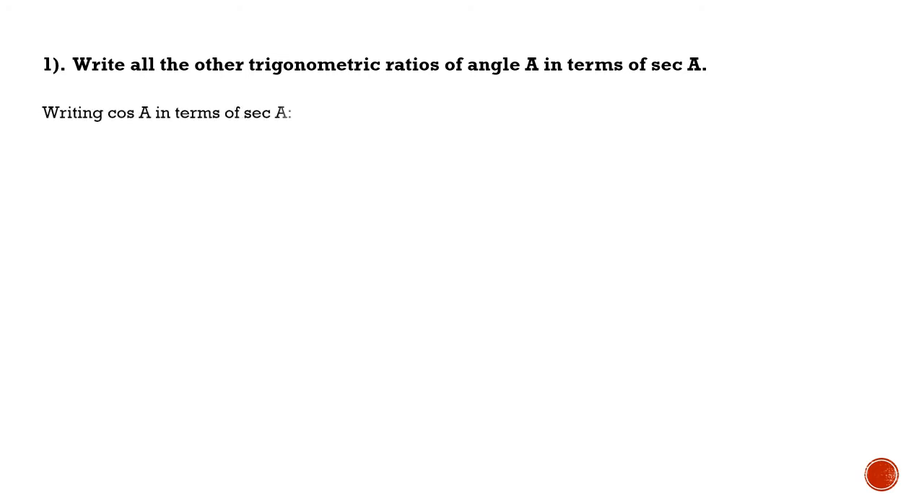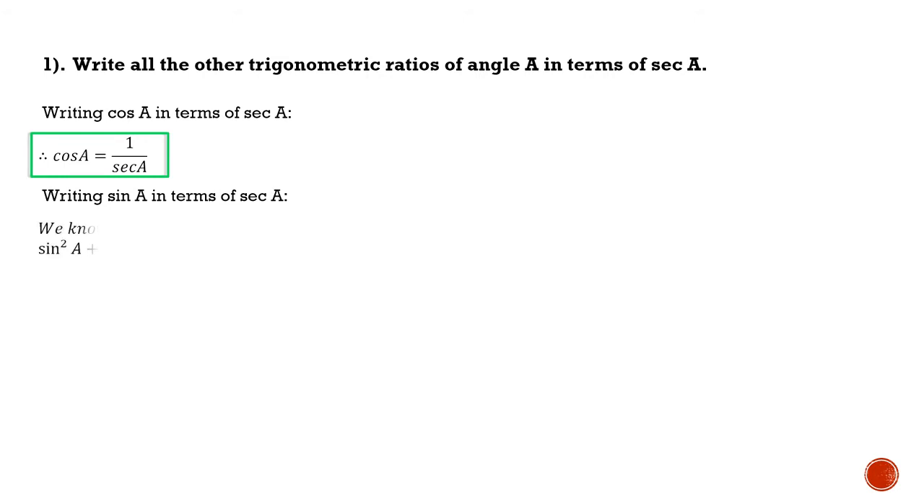Let us begin with the first one, that is the cos A. It is easily mentioned that it is basically the reciprocal of sec A, so we can mention cos A is equal to 1 by sec A. That is it for the first one. Let's proceed ahead and write down now the sin A in terms of sec A.